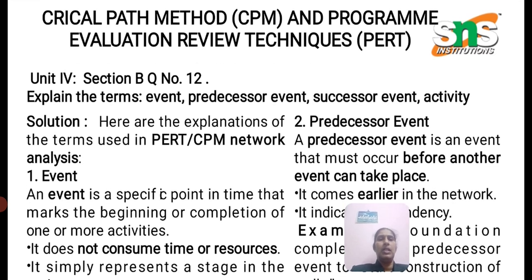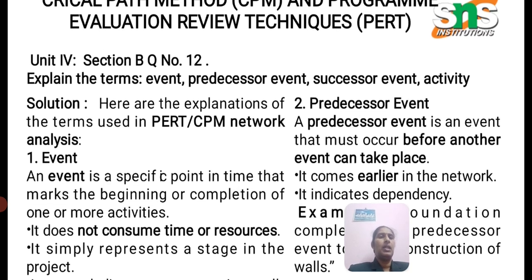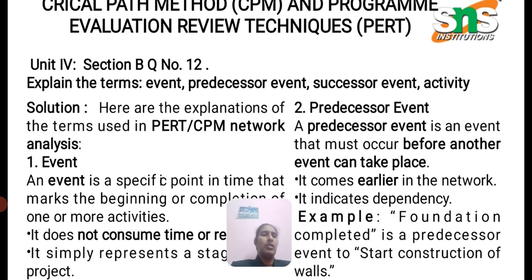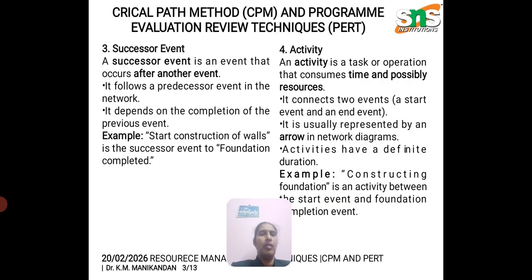An event is nothing but a specific point in time that marks the beginning or completion of one or more activities. A predecessor event is an event that must occur before another event can take place. For example, foundation completed is a predecessor event to start construction of walls.